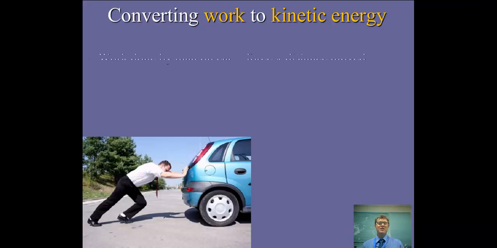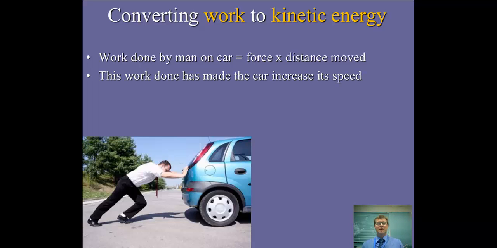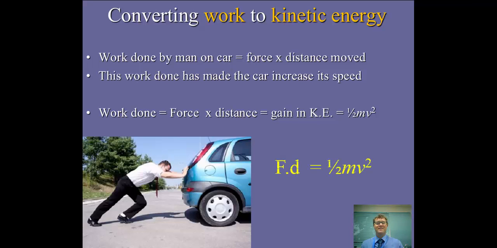Converting work into energy, work is done as force times distance moved. The work done increases the speed of the car as explained, so in this case work done, which is force times distance, is equal to the gain in kinetic energy, half mv squared, assuming that the car was originally stationary. So that gives us an overview.